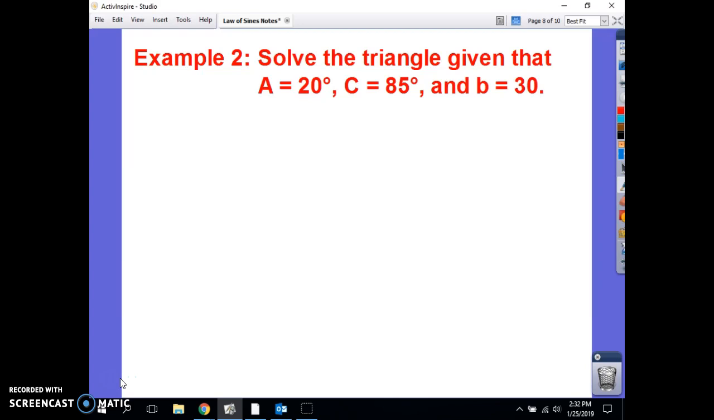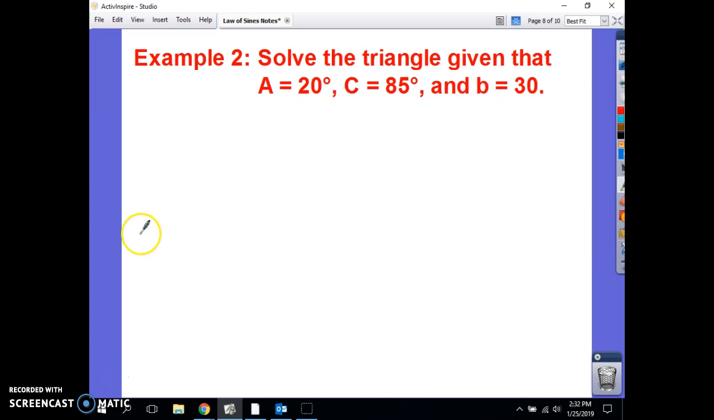So, example 2, solve the triangle given that angle A is 20 degrees, angle C is 85 degrees, and little b is 30. This is a scenario where you're given two angles, so you know you're going to use the law of sines. Right now, that's all you know, so obviously that's what we're going to use. But in the future, you're going to have to decide what to use when, and that's a good tool.